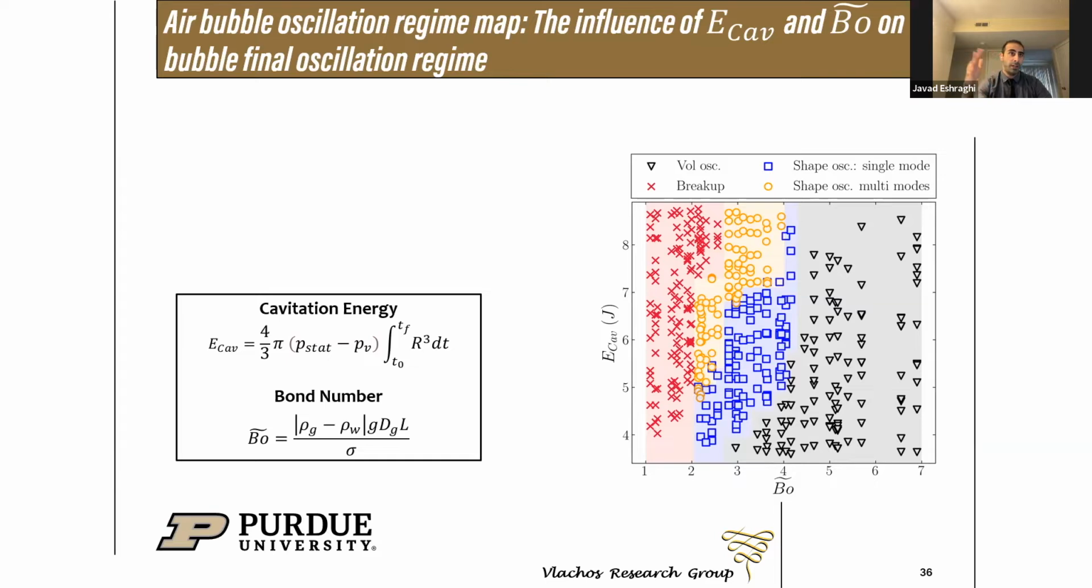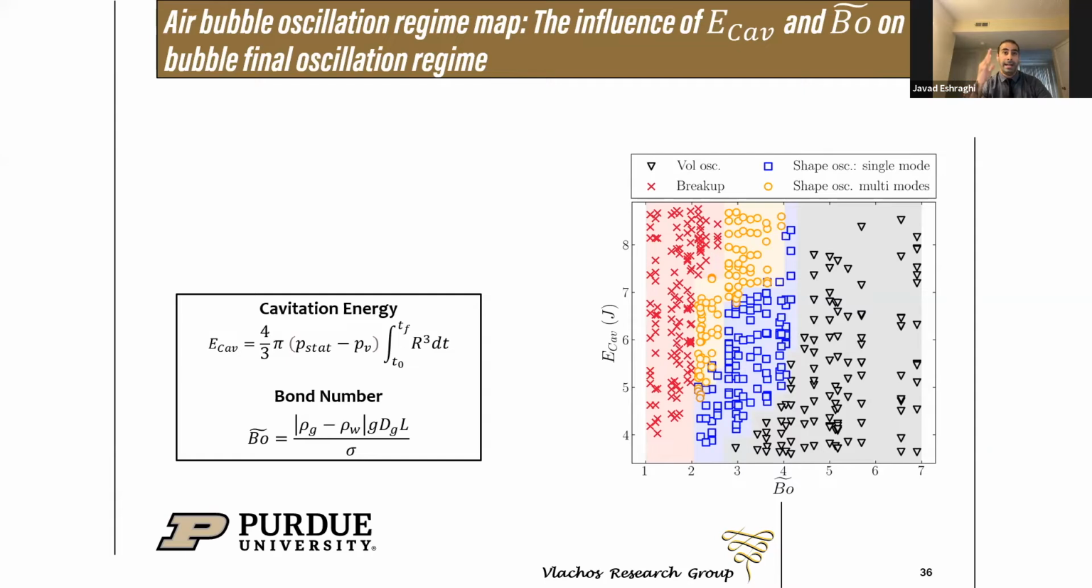At high modified bond number, the air bubble is stiffer, which means the bubble needs more energy for the formation and transition to another oscillation regime. It's also possible that the air bubble is further from the acoustic source, hence the excitation energy at the air bubble location is not high enough to cause a transition to shape oscillation.